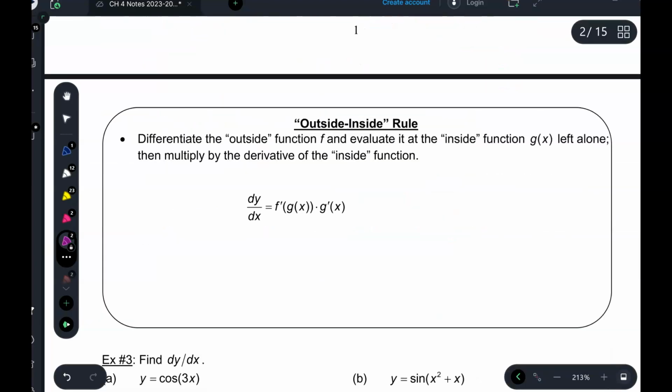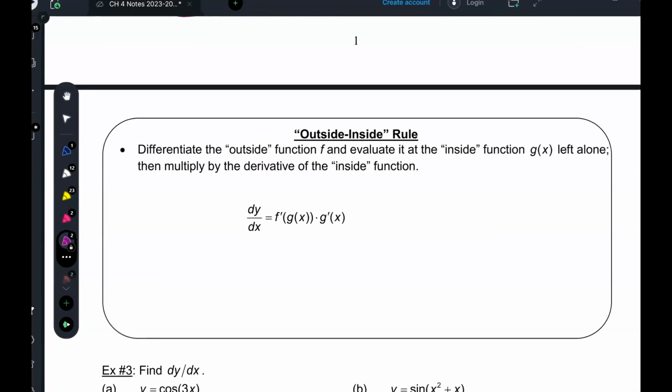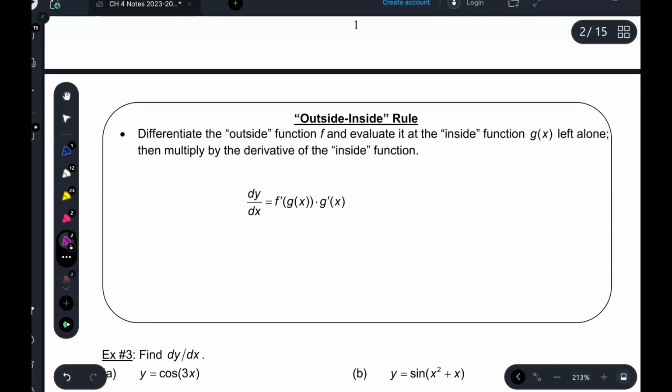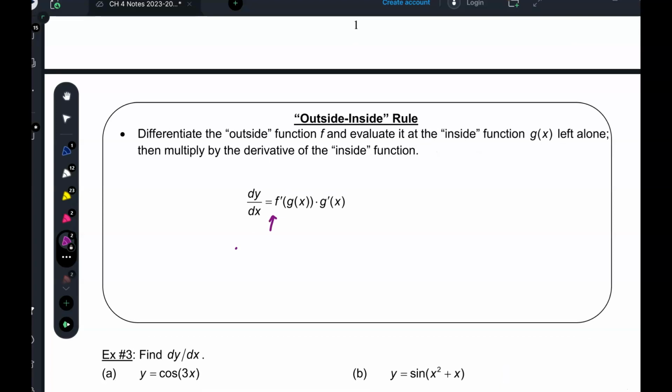All right. So this is what I was talking about. We call it the outside-inside rule. You have the outside, do the derivative. So we do the derivative of the outside, keep the inside the same. That's our u, times the derivative of the inside. That's really all it is. Not too bad. So we do the derivative of the outside, keep the inside the same.